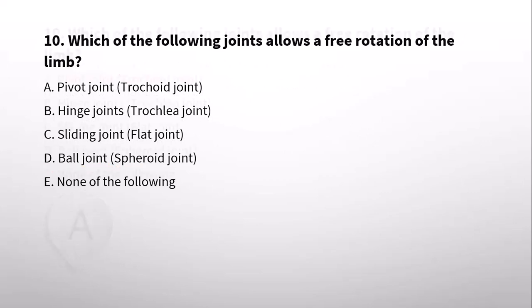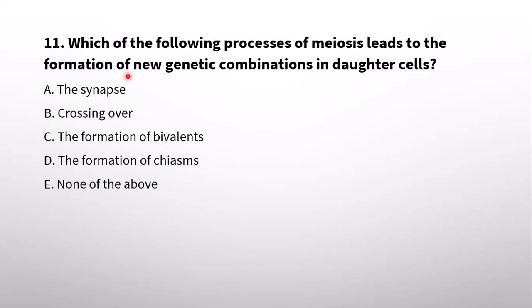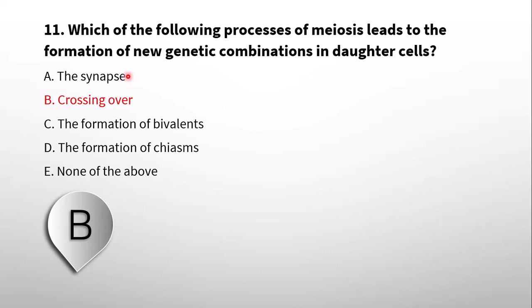Number 10, which of the following joints allow a free rotation of the limb? A pivot joint. A. 11th, which of the following processes of meiosis leads to the formation of new genetic combinations in daughter cells? Crossing over.